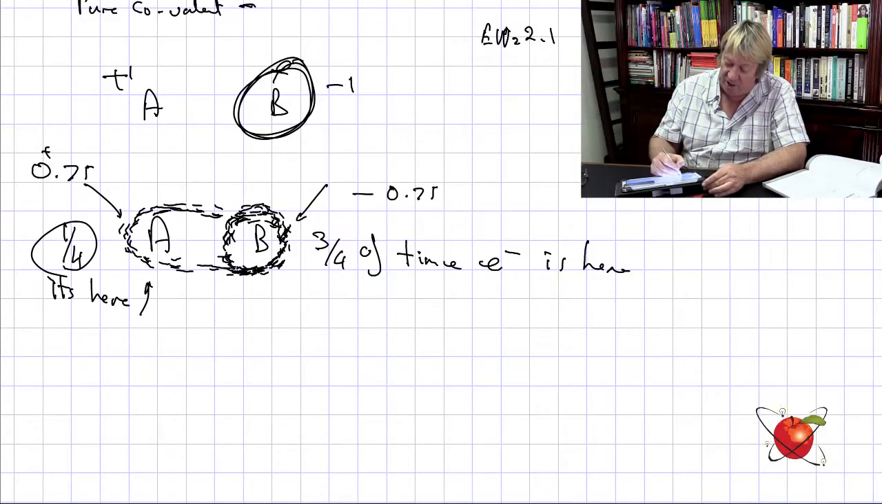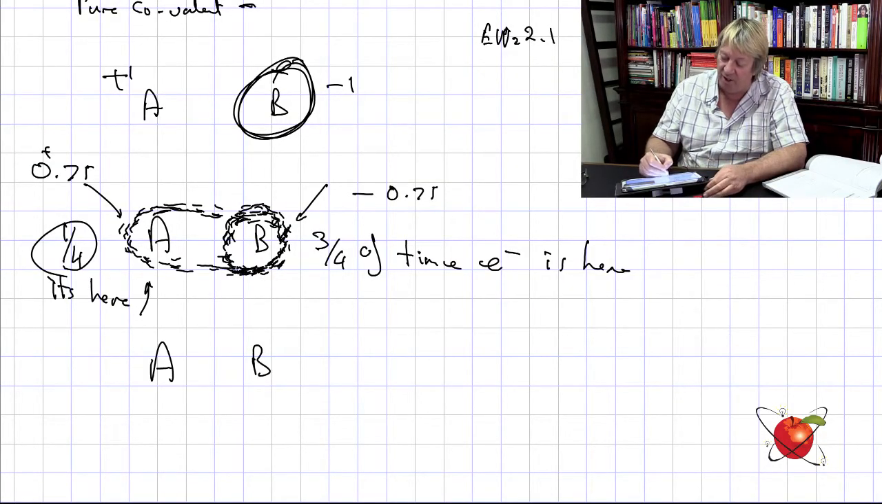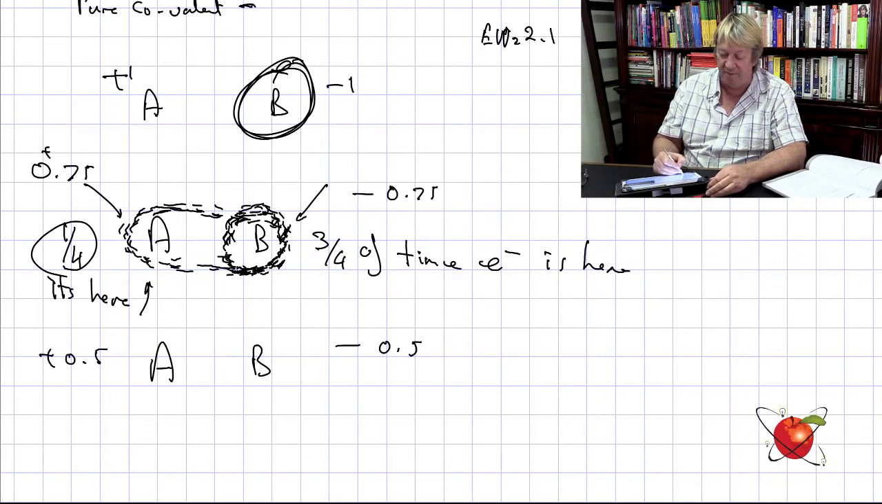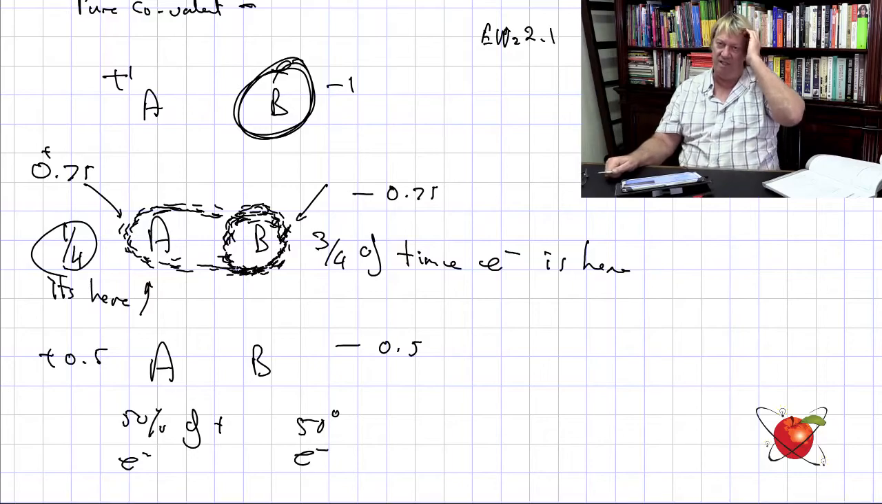We could have a situation where we've got A and B, and over here we've got minus 0.5, plus 0.5. 50% of the time, the electron is here. 50%, the electron is there. So there's an unequal sharing of electron time. Critical concept. The electron time means that most of the time it's here, but then it shoots there, then it's here, then it's there. What type of molecule is this AB? What does it look like?